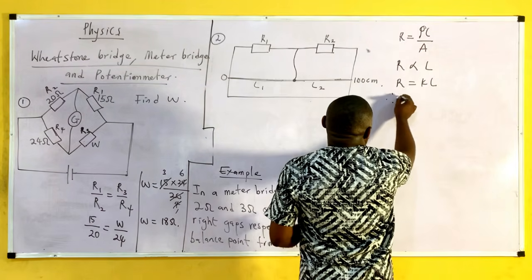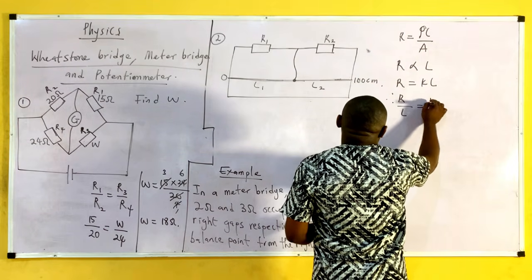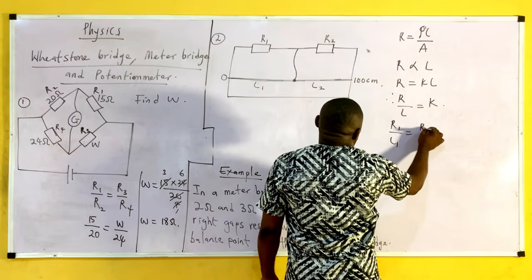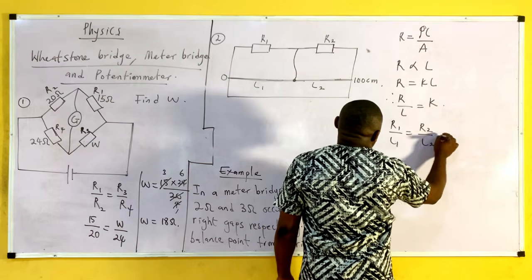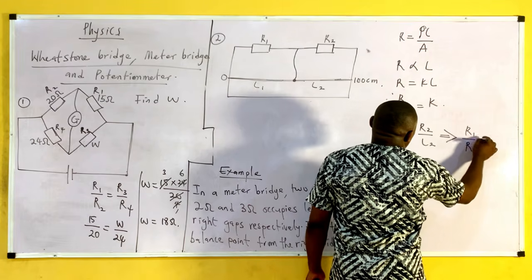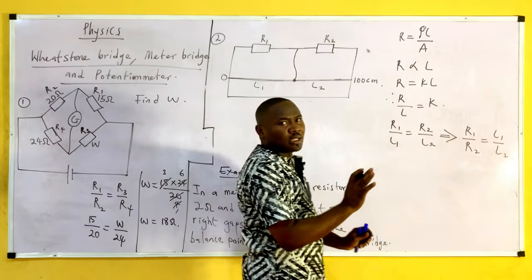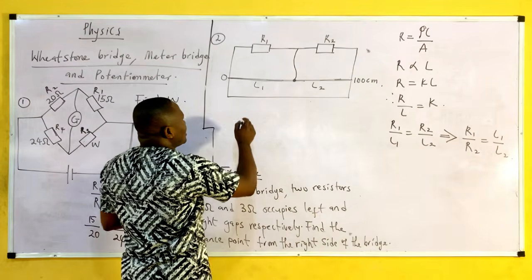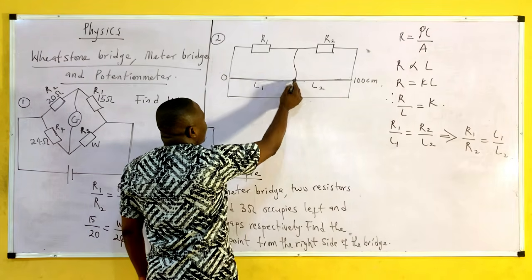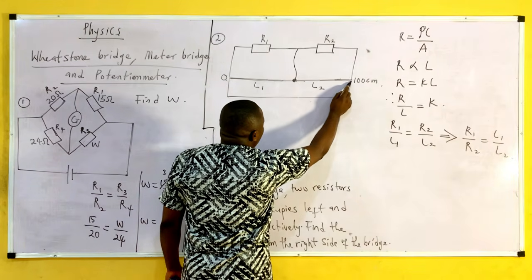Therefore, R over L is equal to K. So I have R1 over L1 is equal to R2 over L2. This can be further simplified to R1 over R2 is equal to L1 over L2. Either of these two formulas is the same thing. From 0 to this point, called the balance point, is called L1. Then from this point to the final point is called L2.